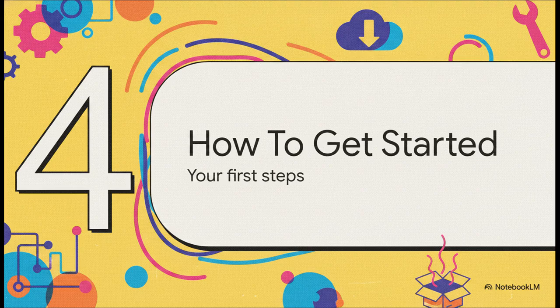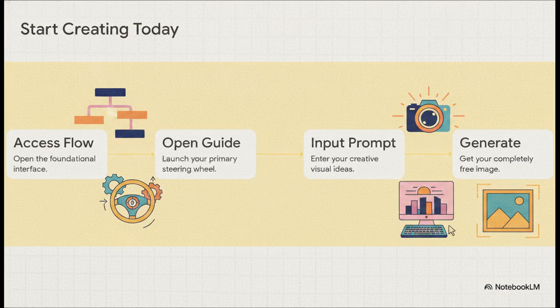Okay, final section, number 4, how to get started, your first steps. Here is your exact playbook to start using the platform today, without spending a single dime. Step 1. Access the foundational Google Flow interface. Step 2. Open the Google Guide tool. Step 3. Input your visual prompt right into the text field, just like our sunset cityscape from earlier. And Step 4. Generate your free image. You can literally run through these steps today and immediately experience the baseline power of this tech for yourself.